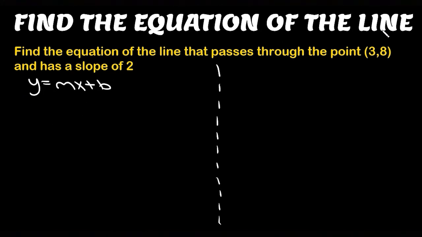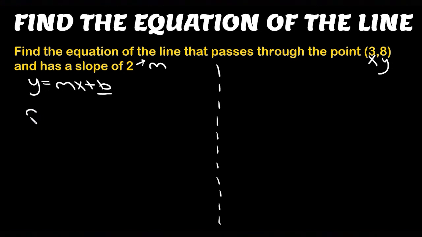Now we have 3 and 8. That is going to be x and y. So this is x and this is y. And we have our slope, which is 2. That's going to be m. So all we have to do is plug it in and solve for b. So for example, my y here is going to be 8. I'm just getting it from this point right here, right? So my y is going to be 8.